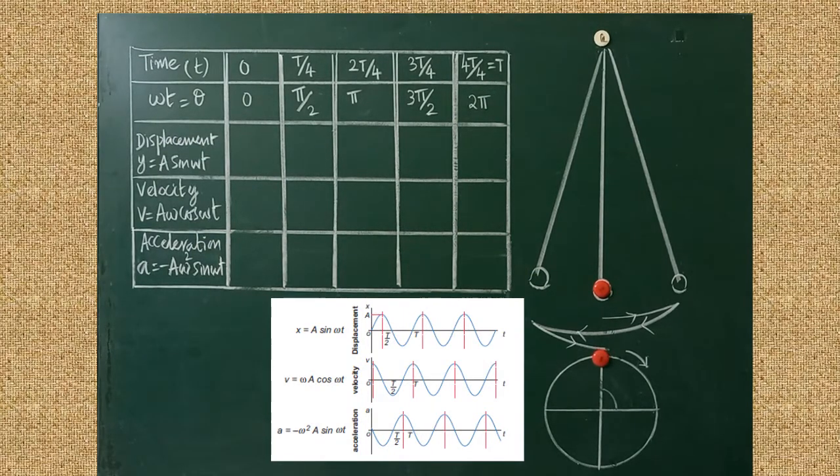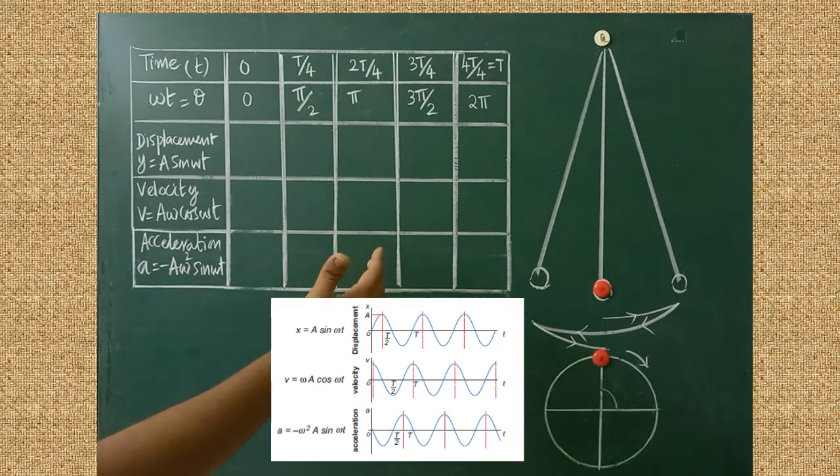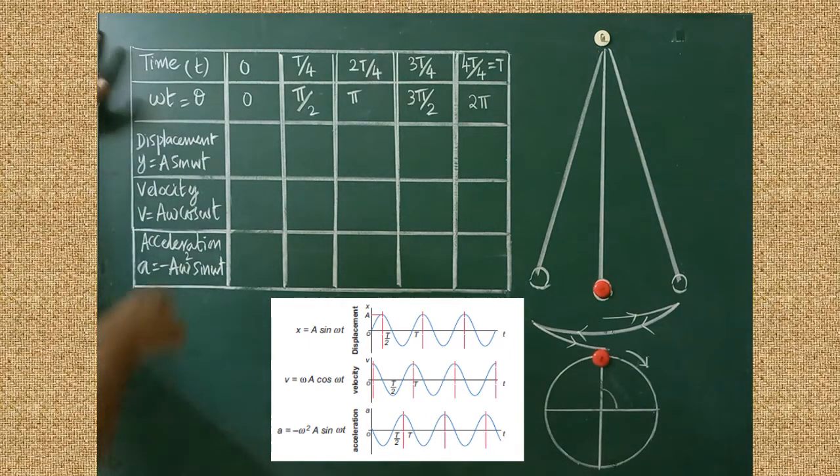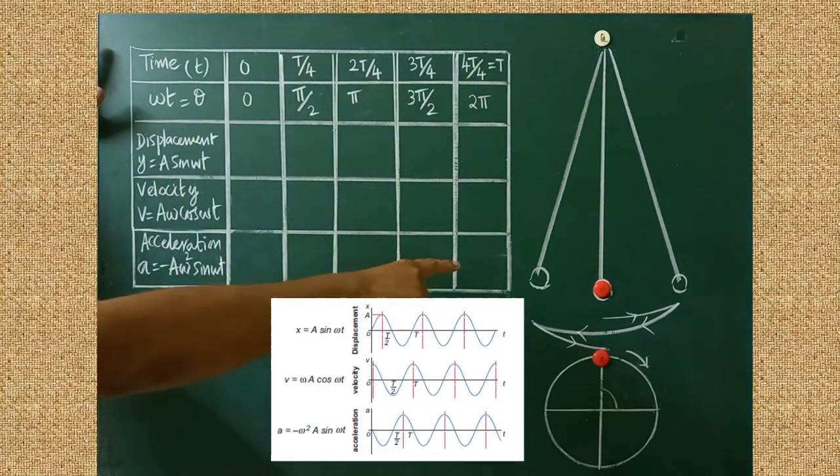Now we are going to learn how the values of displacement, velocity and acceleration of the simple harmonic motion particle vary from one position to another position when it is oscillating. Look at the tabular column. Here various timings are taken. Here I have taken the pendulum as the best example.